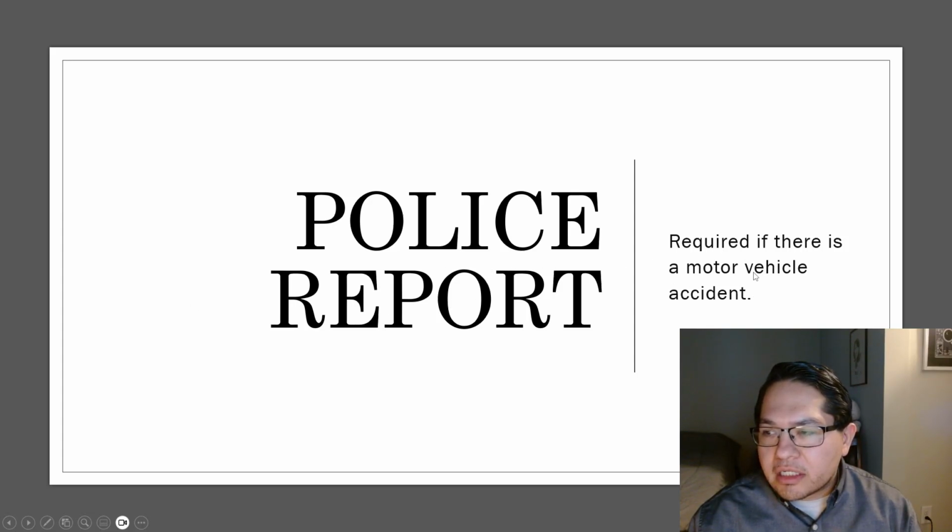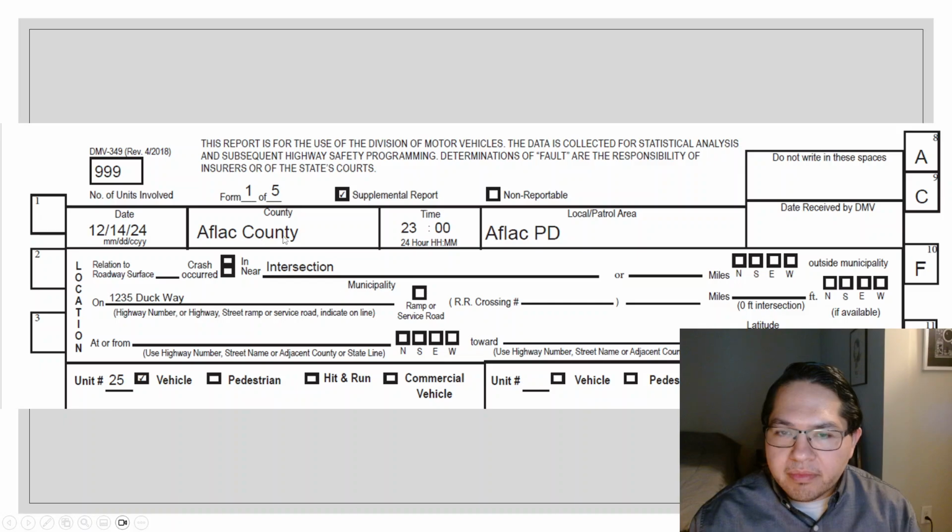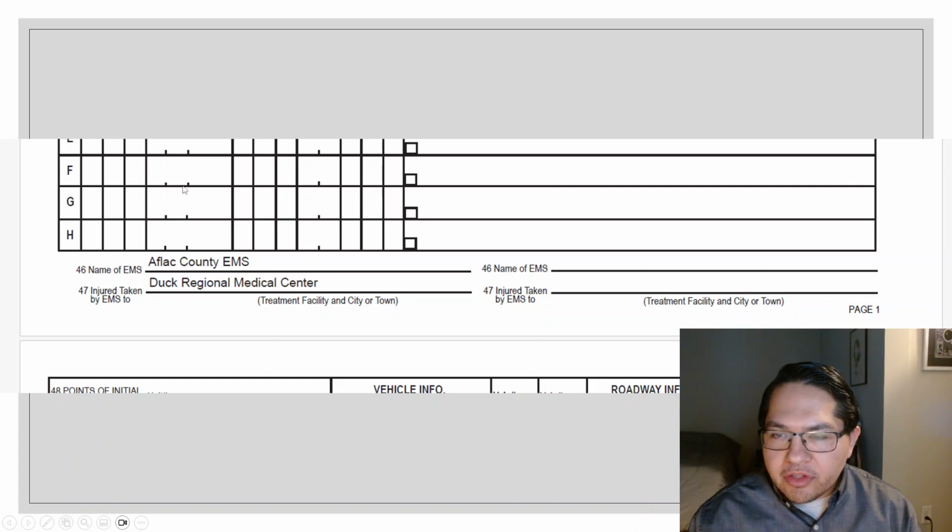Also, it's just required if there's a motor vehicle accident. So on the police report, it's going to have things like the county, the police department name, the location where the accident happened, and the unit number of the vehicle. The other thing that is usually on there is if they did any on-the-spot testing for alcohol consumption or drugs.